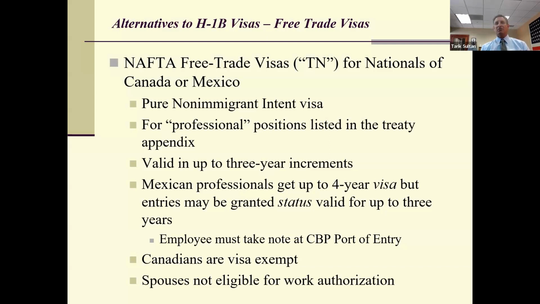Canadians are visa exempt, so they can prepare their NAFTA and go straight to the border with it. They don't have to file anything beforehand. Mexicans do not have that luxury. They do have to go get a visa at a U.S. consulate first, and then they can enter. Their visa can be valid for 4 years, but the status, the I-94 status, cannot exceed 3 years when they enter. And spouses cannot work on that visa, unlike the E3.